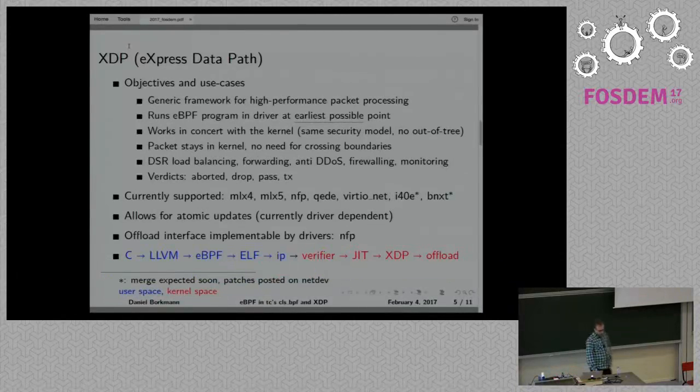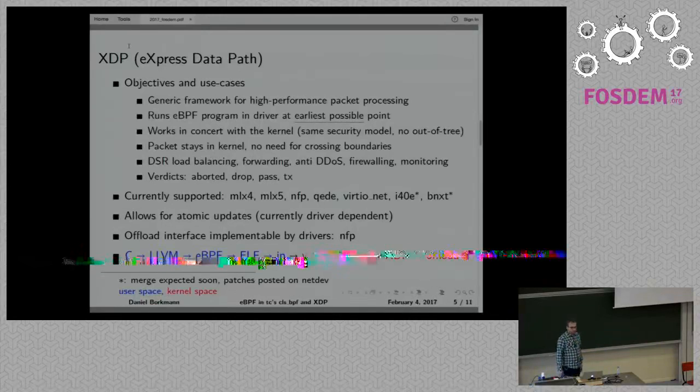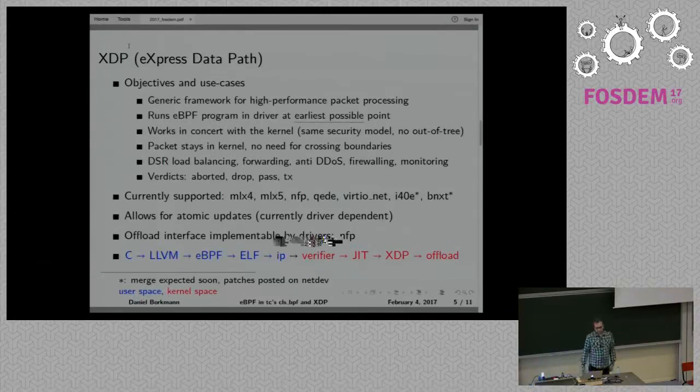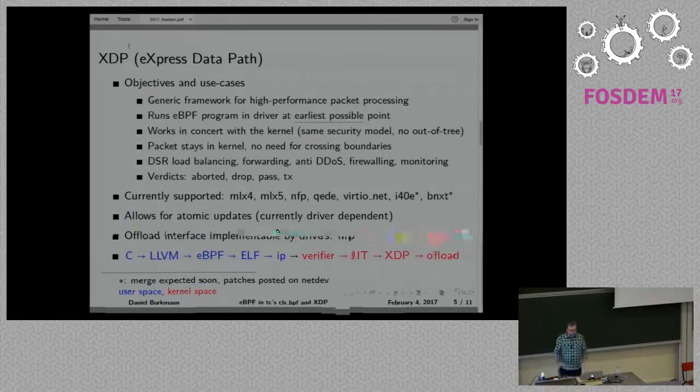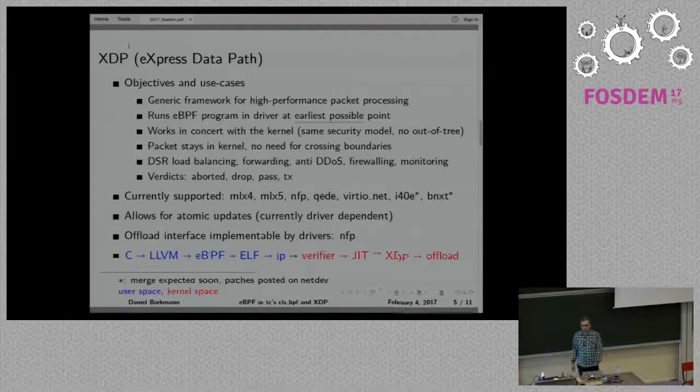And the nice thing is that this kind of framework works in concert with the kernel, which means it uses the same security model. You don't have your NIC representation or your driver in user space and have it exposed there, but it still stays in the kernel. There's no out-of-tree module needed for accessing that. And the packet itself also stays in the kernel, which means you don't have to cross boundaries when you want to get it out or when you want to push it back into the kernel, which is, for example, nice if you want to work with containers.